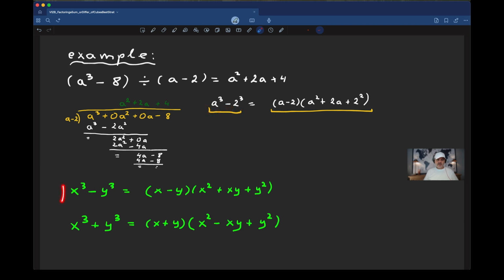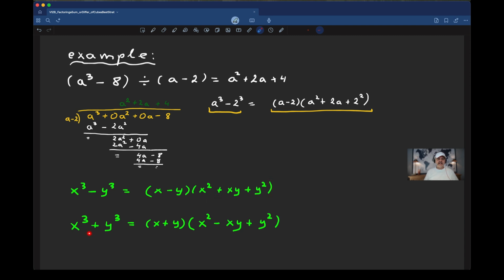So in general, the formula may be expressed like so using variables x and y. If letters A and B are used or any other two letters, it's fine, it doesn't matter. So when you have a difference, you end up with a product of a difference of those terms to the power of 1 times an incomplete perfect square trinomial with addition.